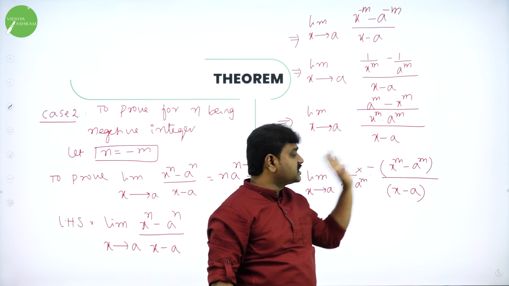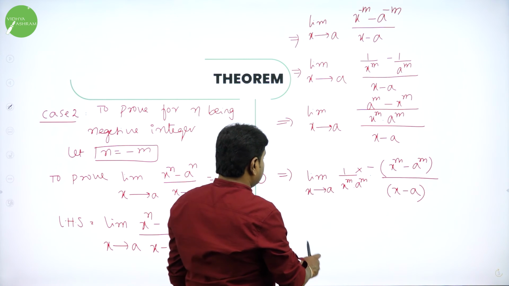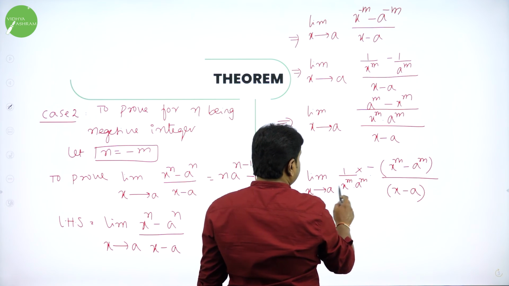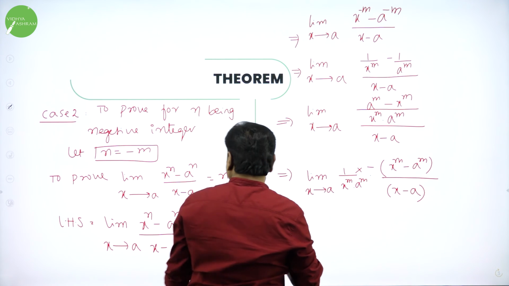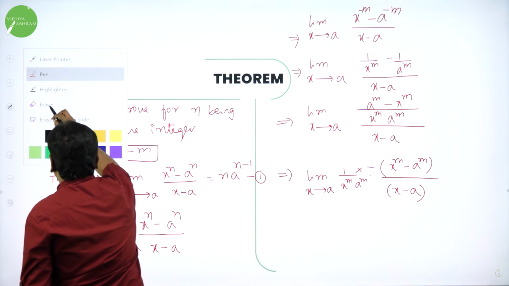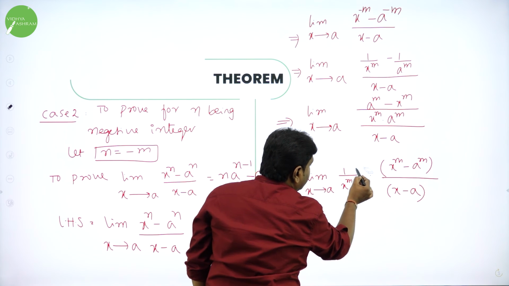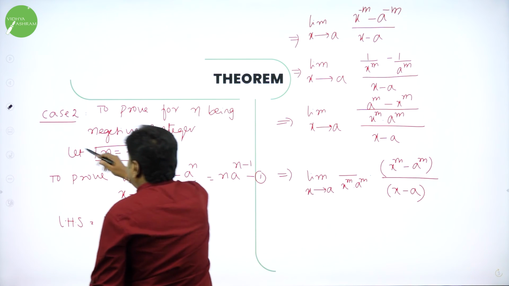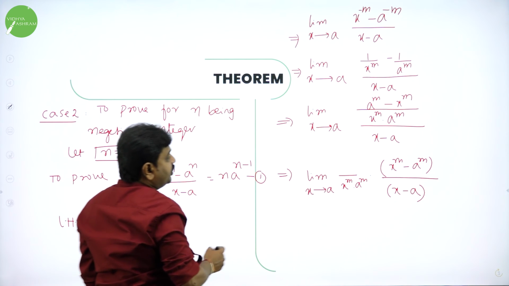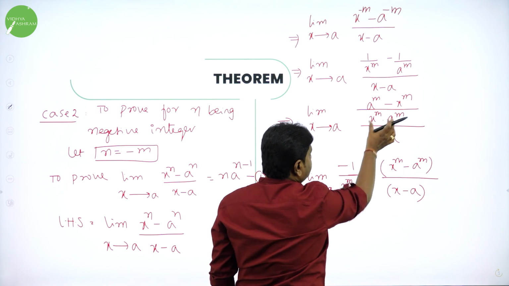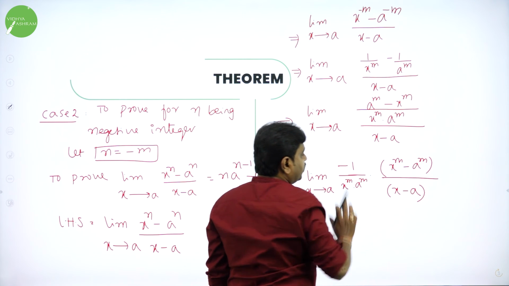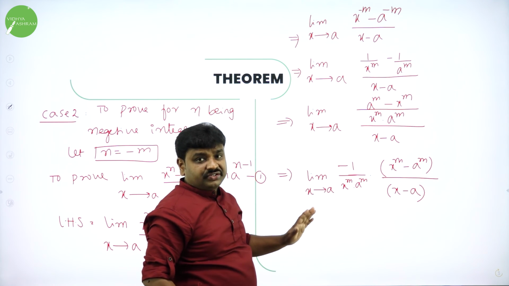It will become x power m minus a power m. Now I will apply limit for each term. We have algebra of limits. All of you know, plus into minus is minus. Directly I will do one thing. Instead of writing minus here, in the numerator, if I take minus common, it will become minus 1 out, and this part I will write here, and the denominator I will write here. So I am rearranging this.